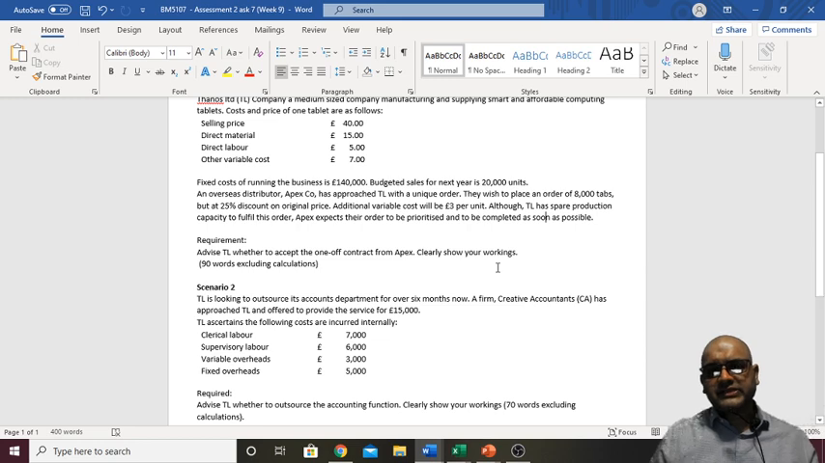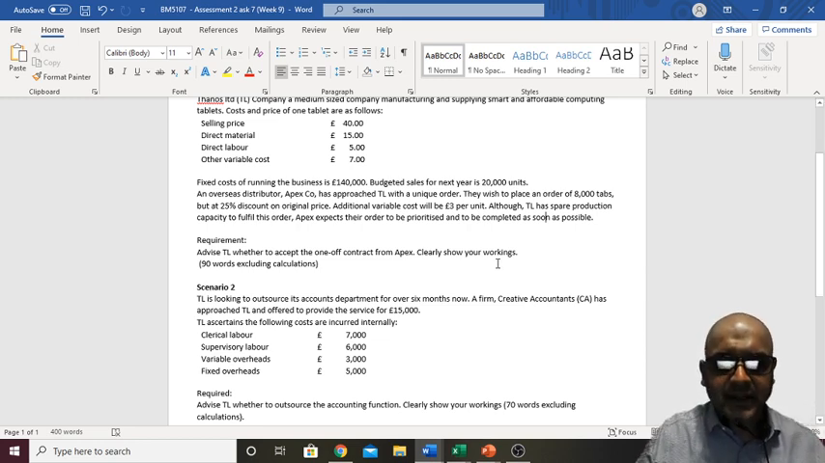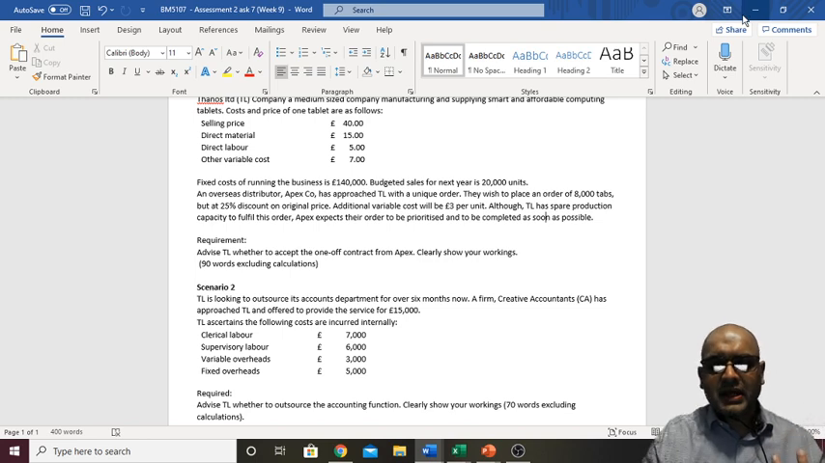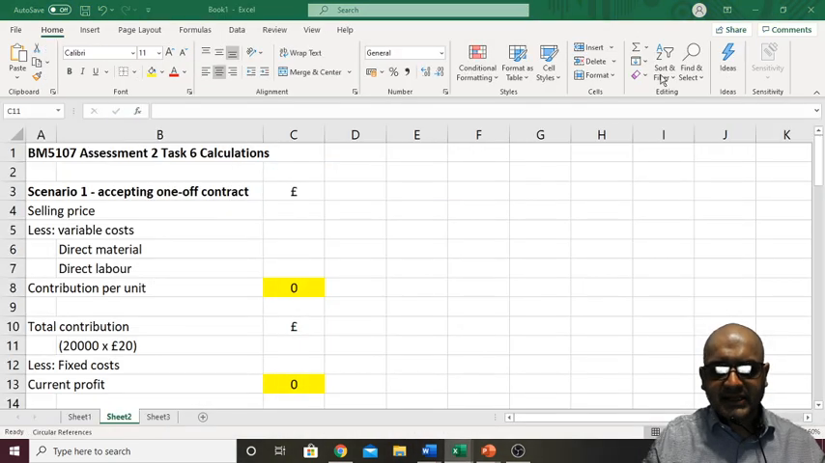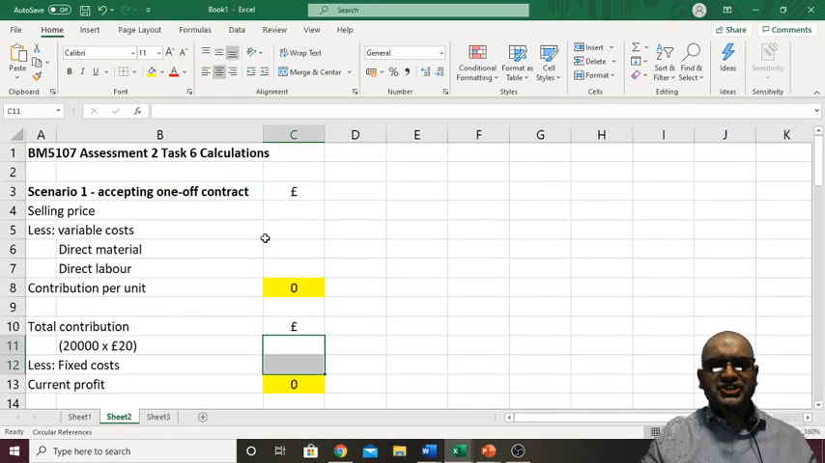Requirement: advise TL whether to accept the contract from Apex and clearly show your workings. We'll do the workings together. Your job is to advise TL in writing, in 90 words. Make sure you provide references. Right then, let's dive into it. I'm providing this spreadsheet on the Moodle together with the question so you can work through the scenario with me. So pause the video at this point, get the spreadsheet and the question, and let's work it together.